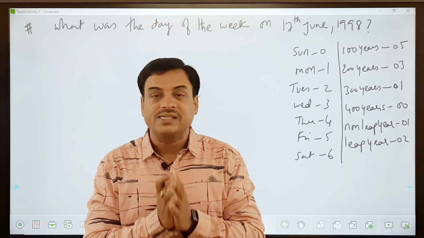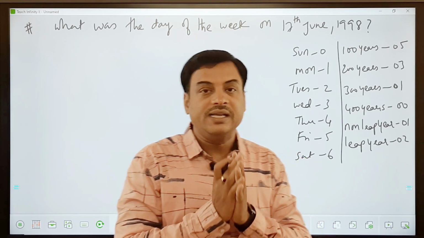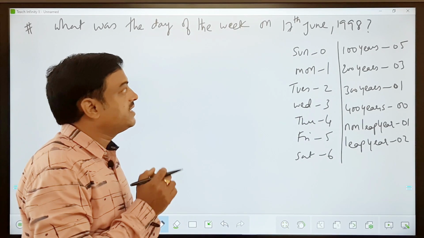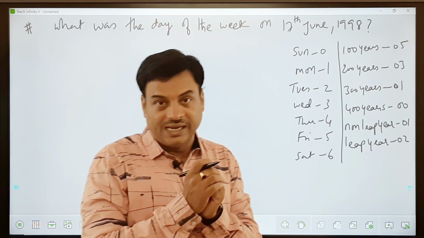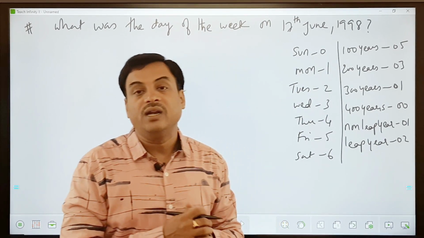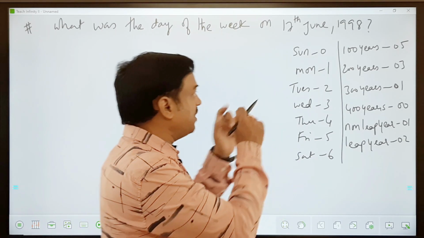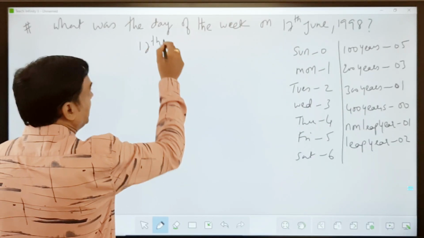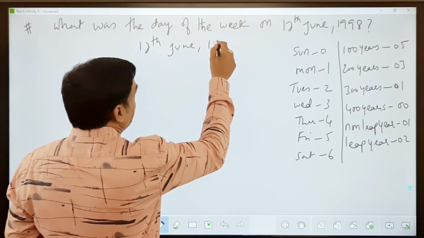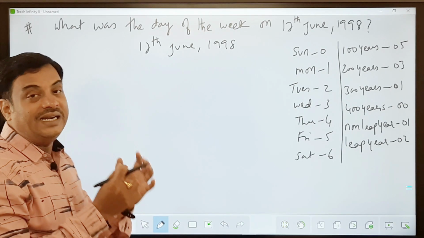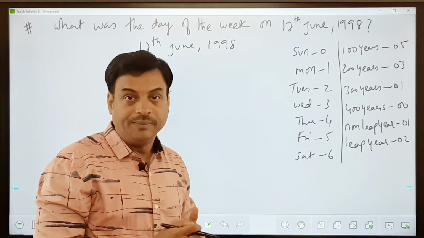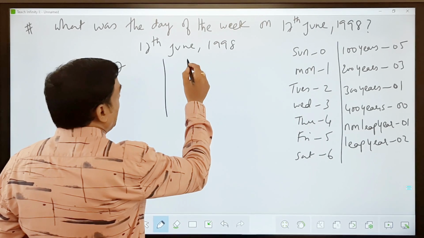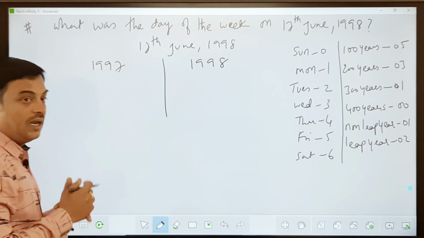We have discussed all these things in our previous video. Let us now have one more practice on this question. What was the day of the week on 17th June 1998? We already discussed a similar question in the last video. For the given date, 17th of June 1998, the year 1998 is not finished by this day. So I should say 1997 is finished, and then I should take the 1998 year.